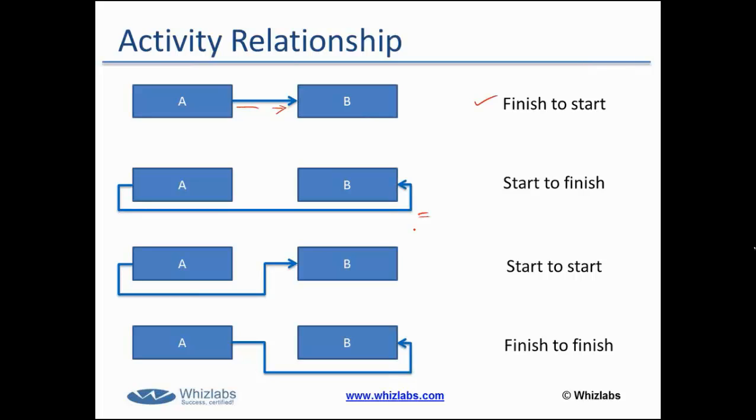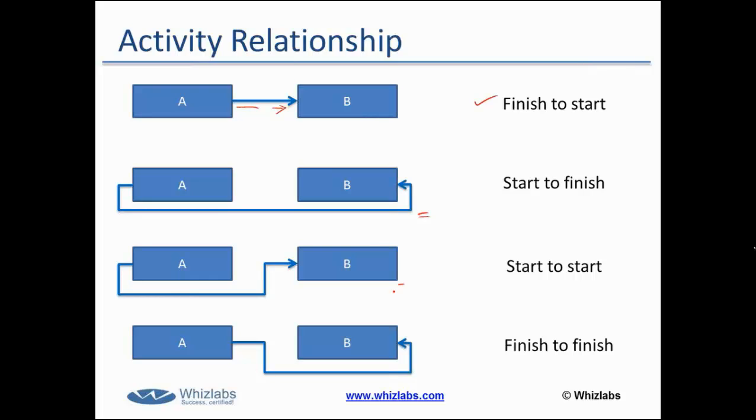Start to start relationship, wherein I can start activity B only when I have started activity A. For example, I can start the coding only after I have started the design. It's not mandatory for me to complete the design before I start the coding, but I definitely have to start the design at least in order to ensure that I can start the coding work. That's a start to start relationship.